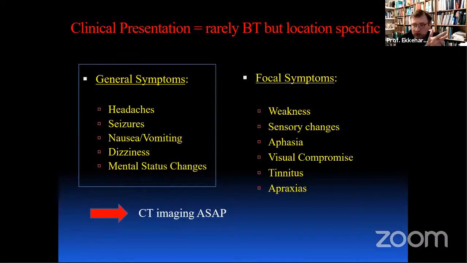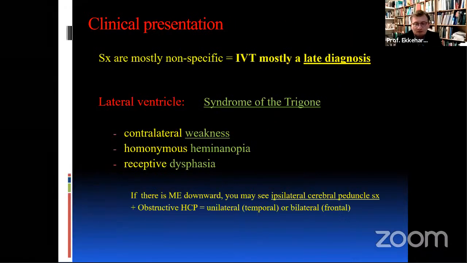So headache, nausea, vomiting, dizziness is key. Sometimes mental status change and vision changes. And patients are usually just sent in with a CAT scan. What you should recognize is the so-called syndrome of the trigone, which is this weird combination of weakness and hemianopia plus dysphagia if it's on the right side, and maybe problems with spatial perception calculation on the right side. And there may be additional ipsilateral cerebral peduncle symptoms if the mass effect is big and the patient has compromised tracts.